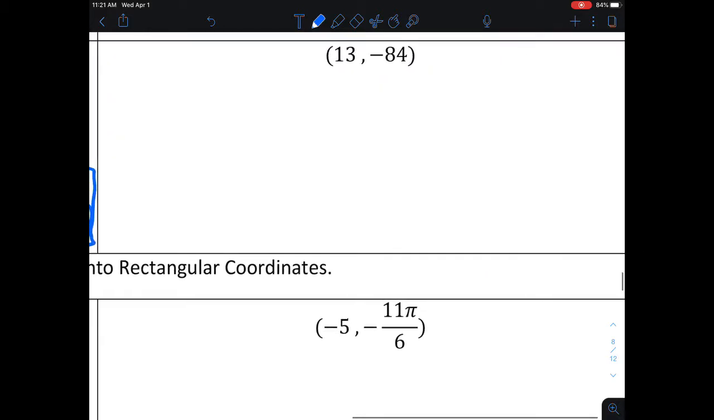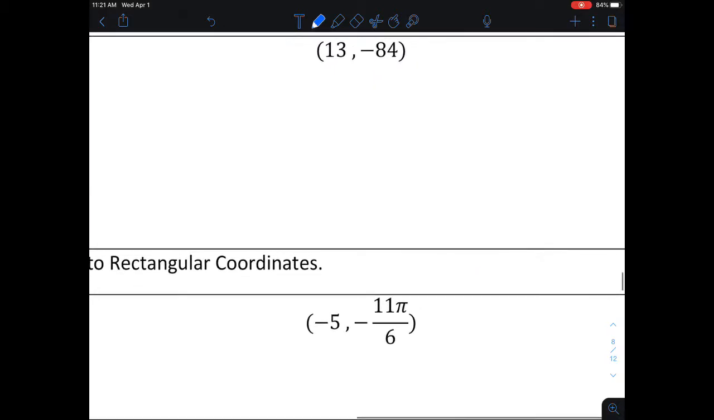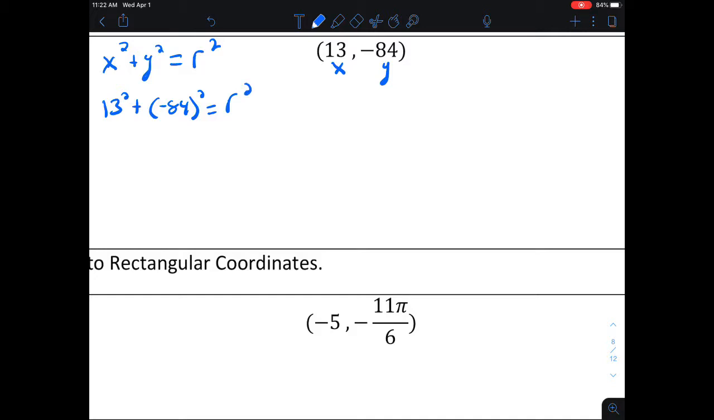And one more example here. All right, so now we're given the point 13 by negative 84. It's a rectangular point, so x is 13, y is negative 84. We'll go solve for r. So x squared plus y squared is equal to r squared. So 13 squared plus negative 84 squared is equal to r squared. And we do that to solve for r, and we get r to be 85.